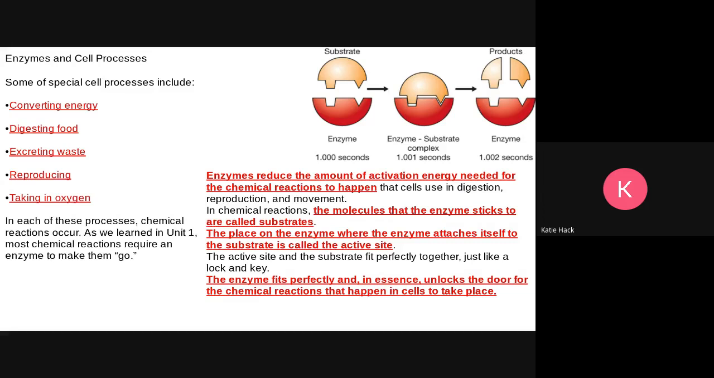So if you see in this figure, you have your substrate, it attaches to the enzyme. The enzyme unlocks the door, it allows that chemical reaction to take place. And when that substrate is broken off, you have products because a chemical reaction has occurred. So number 8 is what?